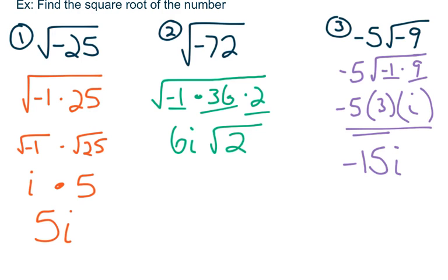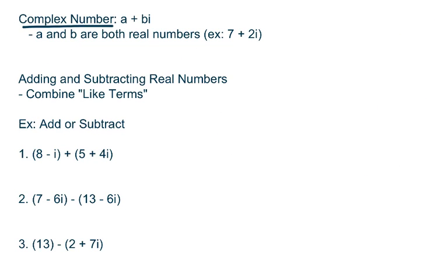So the imaginary unit makes up part of what's called a complex number. A complex number has the form a plus bi, where a and b are both real numbers.